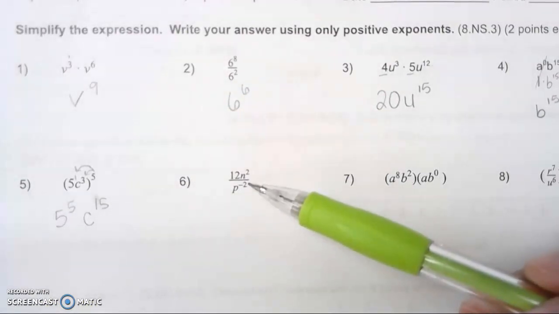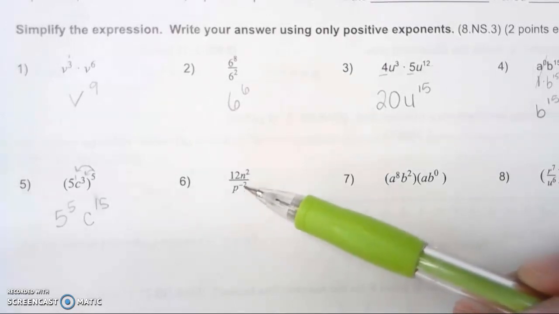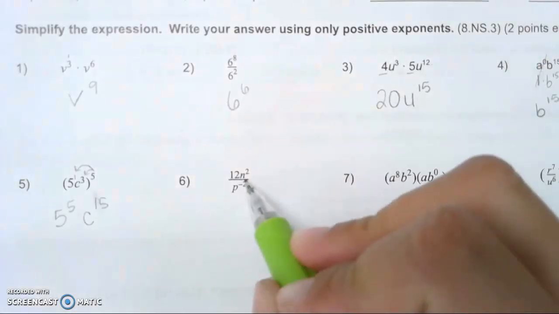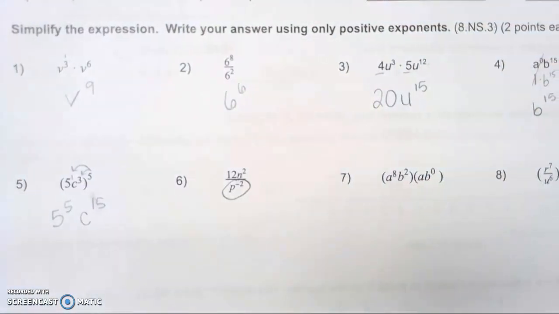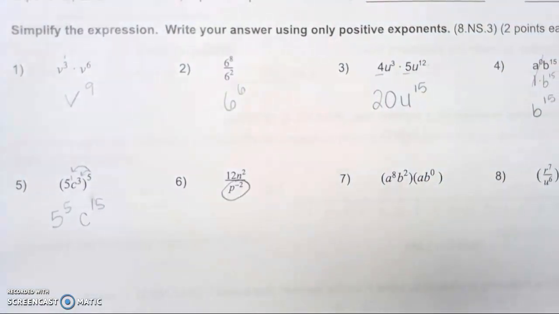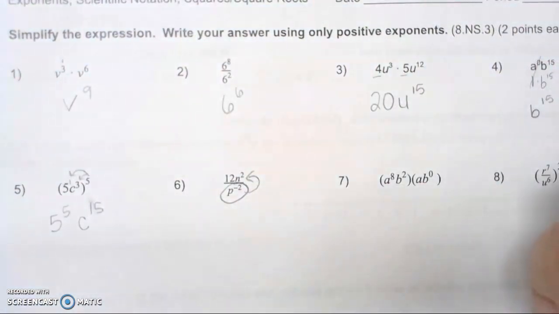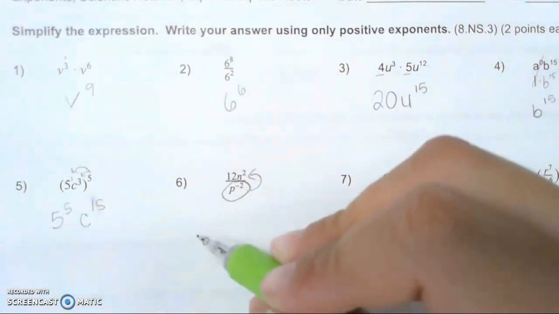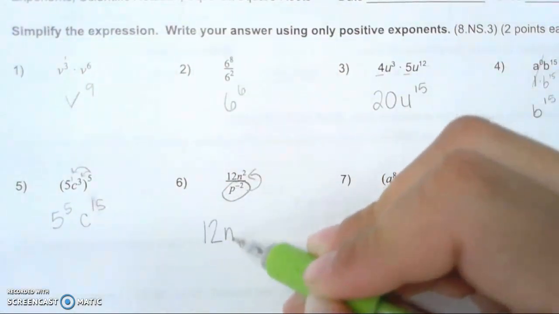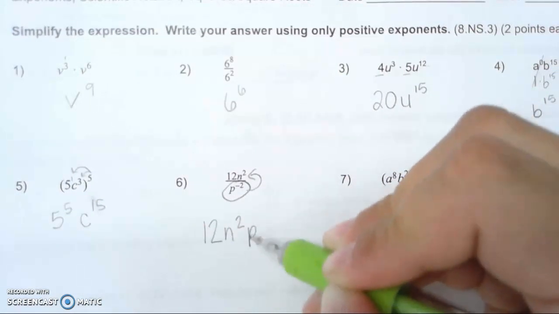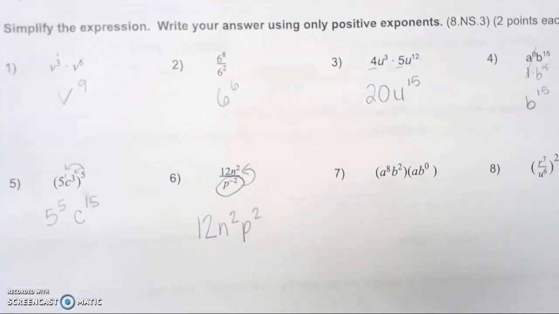Alright, so notice for number 6 that you can't simplify anything since you don't have the same bases. But notice how this p to the negative 2, he's not happy where he's at, so we need to make him a positive exponent. So since he's not happy downstairs, you will move him upstairs to where now he's happy with everybody else. So your final answer will be 12n to the 2nd, and then p to the 2nd, since he will now become happy.